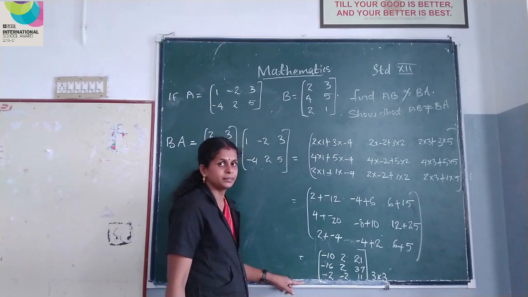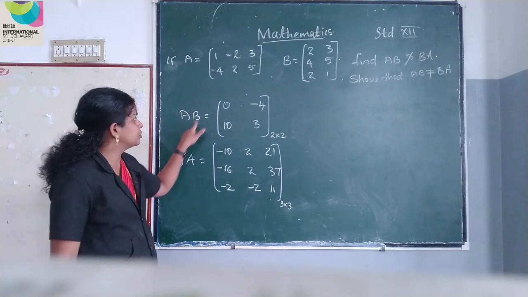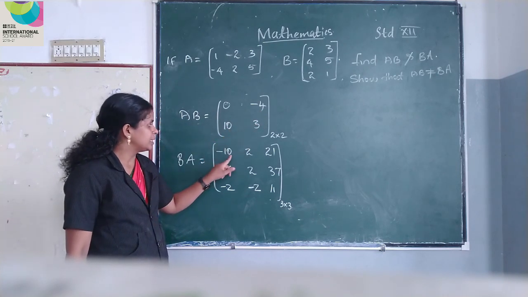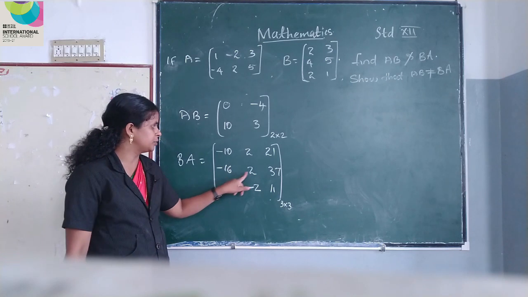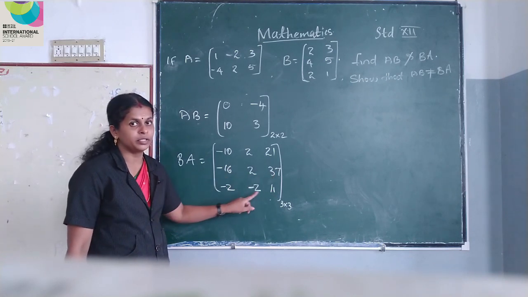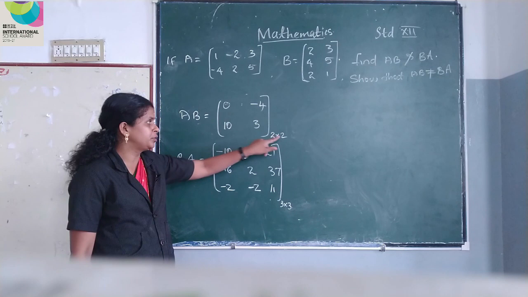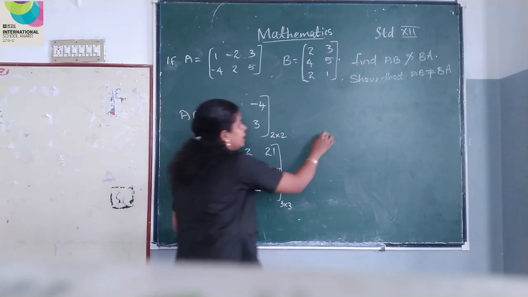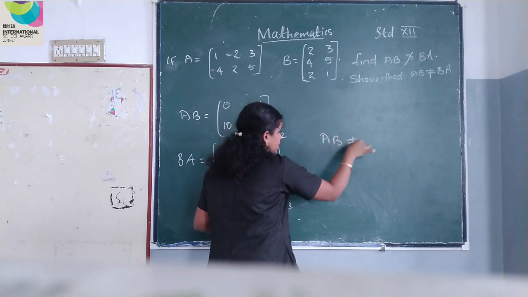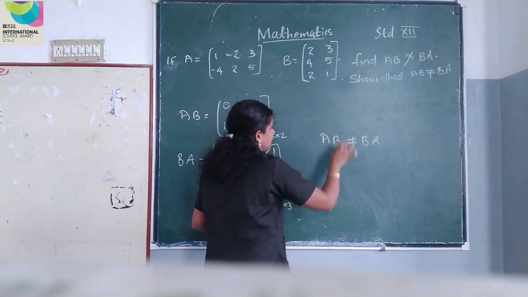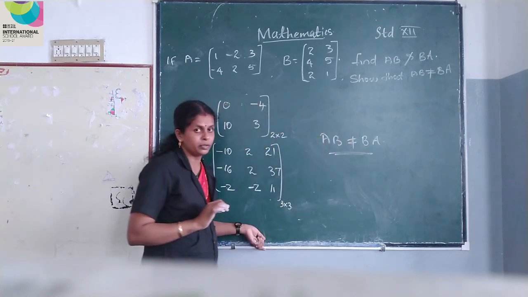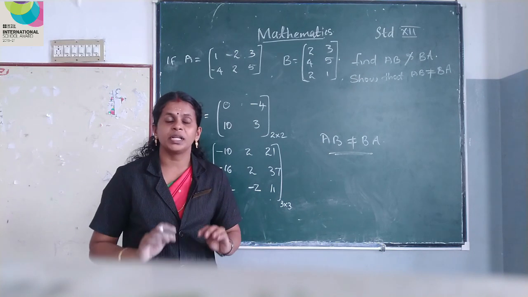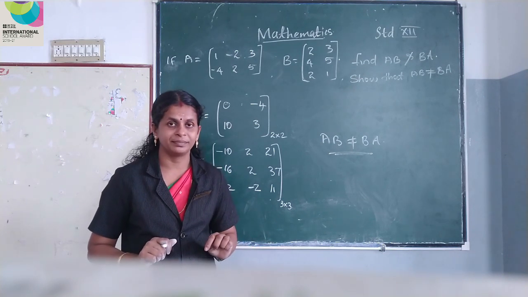Here AB is equal to the matrix [0, -4; 10, 3] and BA is equal to the matrix [-10, 2, 21; -16, 2, 37; -2, -2, 11]. AB is of order 2 by 2 and BA is of order 3 by 3. So AB is not equal to BA. From this we can say matrix multiplication is not commutative.